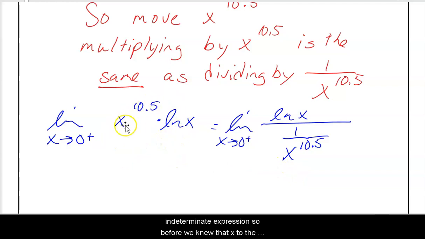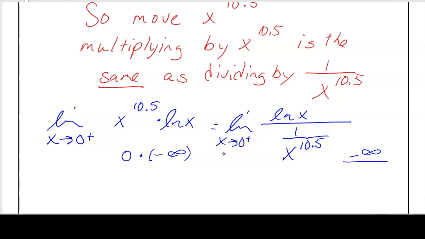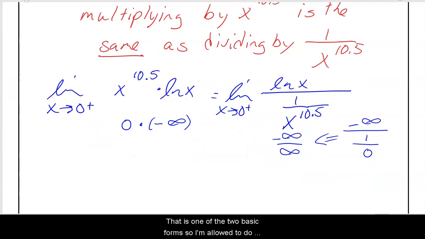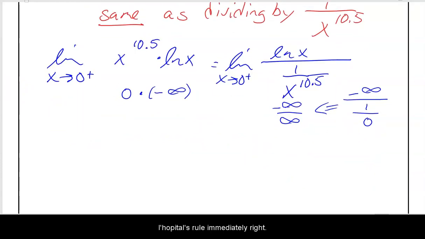So before, we knew that x to the 10.5 was approaching 0 and the natural log was approaching negative infinity. Now that I have it written in this format, natural log is still going to approach negative infinity, but I've put the x to the 10.5 in the denominator, so it becomes 1 over 0. But 1 over 0 approaches infinity. So now I have negative infinity over infinity. That is one of the two basic forms. So I'm allowed to do L'Hopital's rule immediately right here.